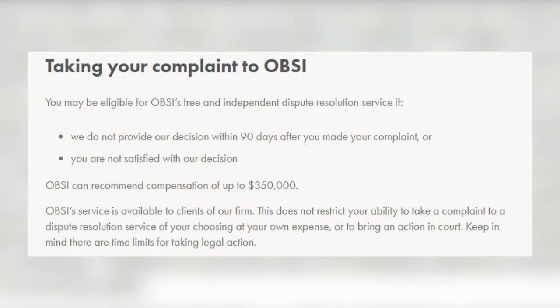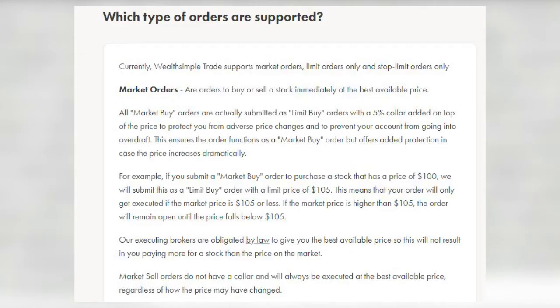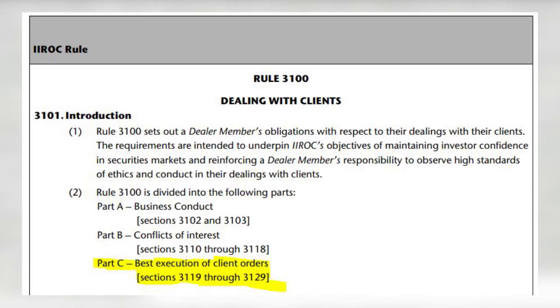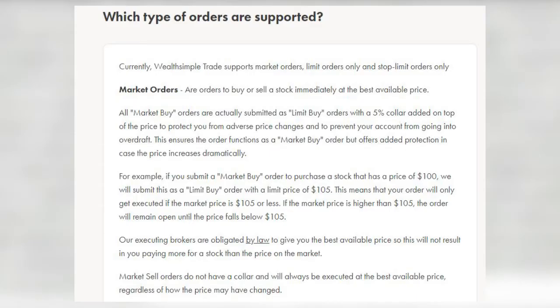Now, the final thing I want to touch on in this video in terms of investing in Wealthsimple is the act of trading itself, specifically putting in market orders and limit orders. And related to this is the obligation on brokers, again via IIROC's rules, this time 3119 to 3129, this is the obligation of best execution of client orders. Wealthsimple acknowledges this obligation itself on its website, saying that their executing brokers are obligated by law to get you the best available price in the market at that time.